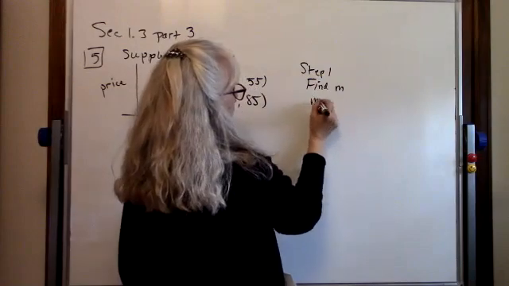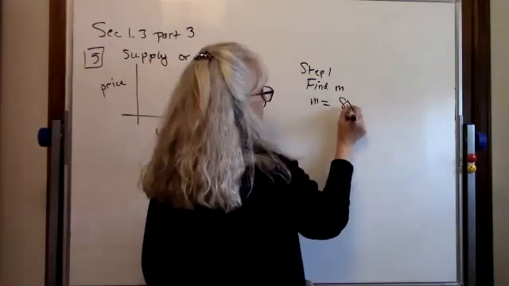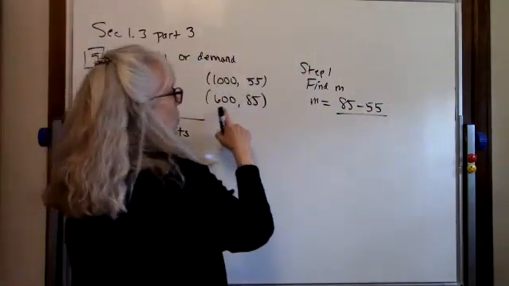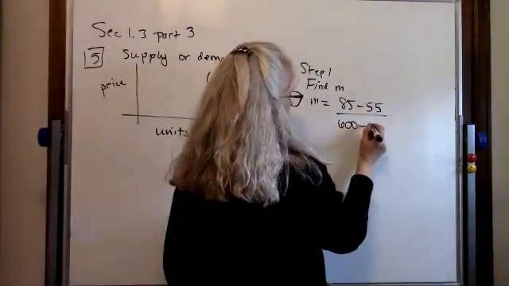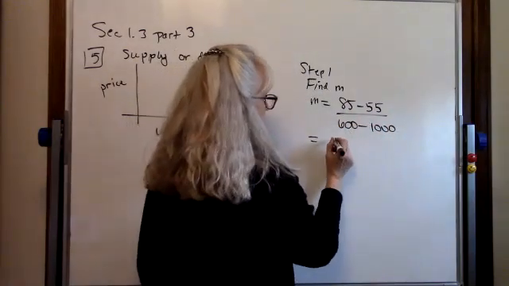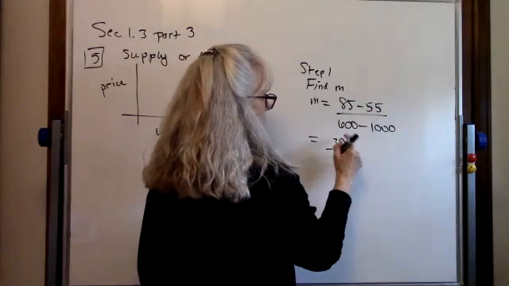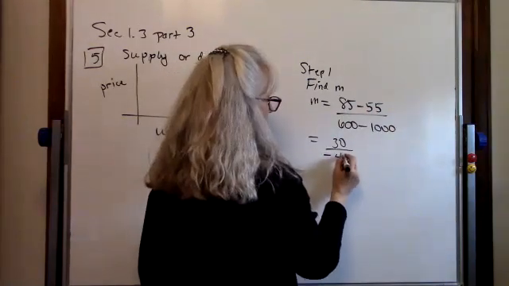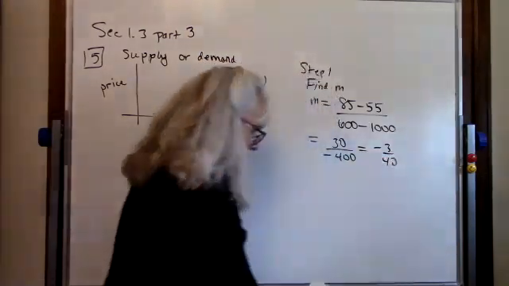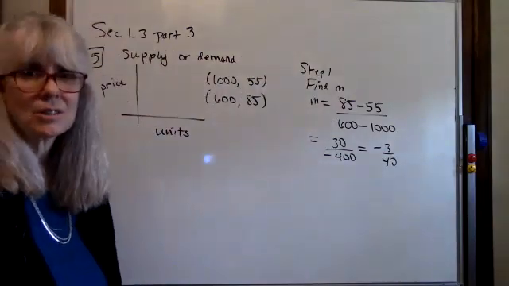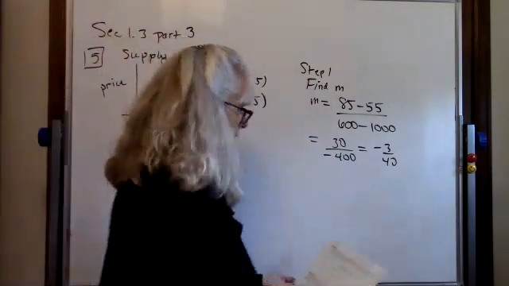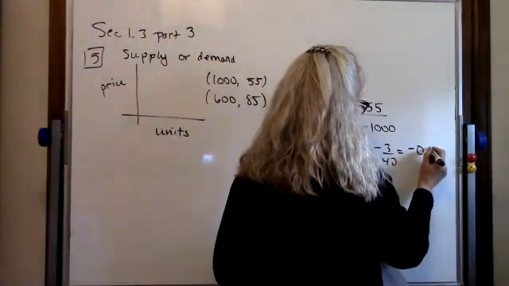So M is going to be equal to Y2 of 85 minus Y1 of 55 all over X2 of 600 minus X1 of 1,000. So 85 minus 55 is 30, and 600 minus 1,000 is a negative 400. So I'm going to reduce that into a negative 3 over 40. And I tend to not use decimals, but because it's an application problem, let's go ahead and take that to a decimal. If you take that to a decimal, it comes out to be a negative 0.075.